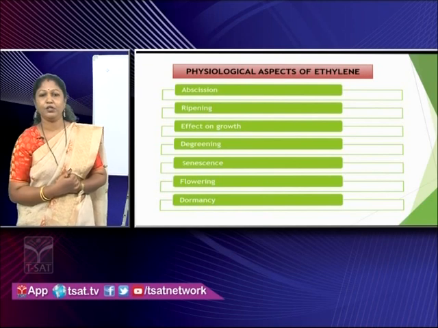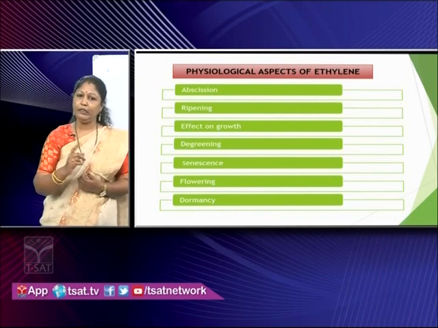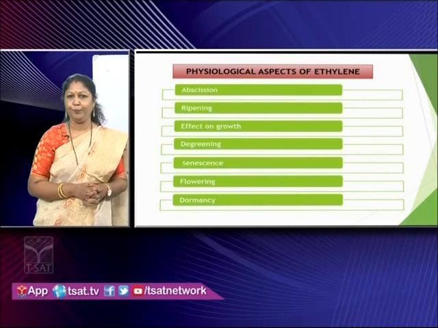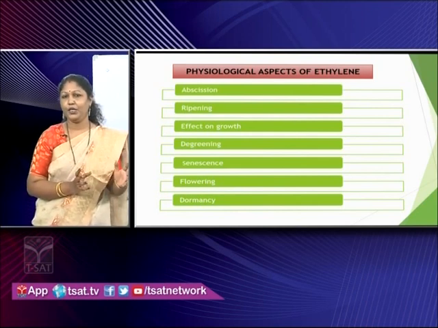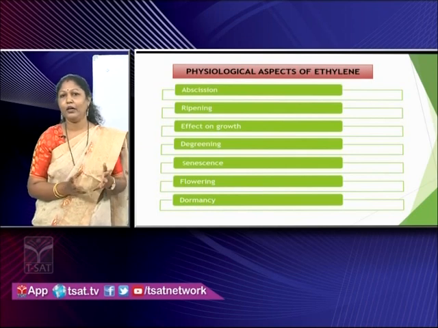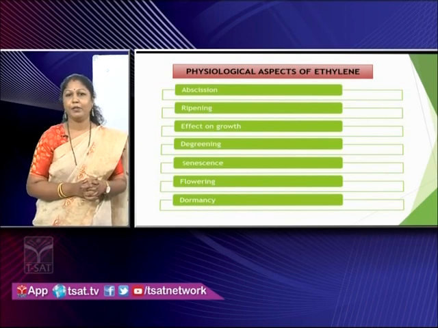That is quite interesting over here. The second thing interrelated with the ripening is degreening. Now, what is this degreening? Degreening is a change of color, the removal of the green color. What is the green color? The green color is because of the presence of the chloroplast.